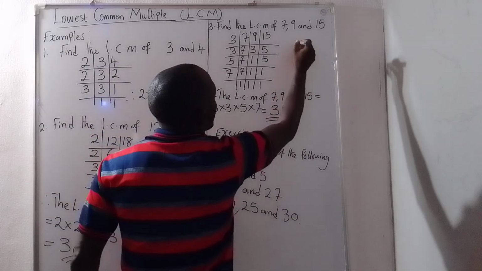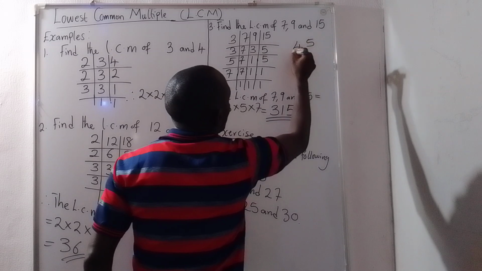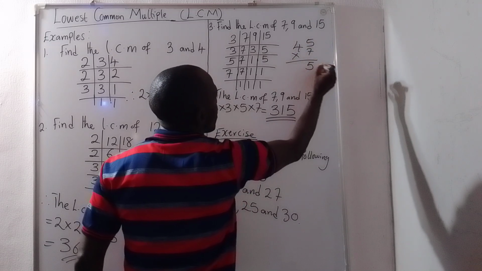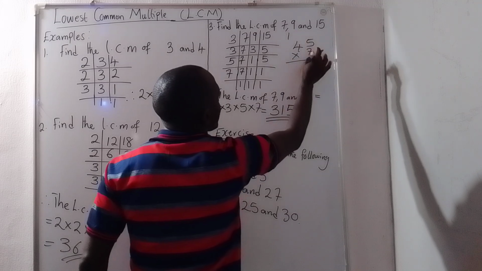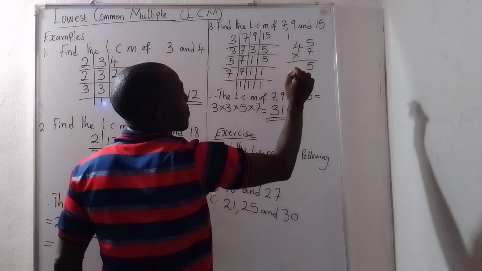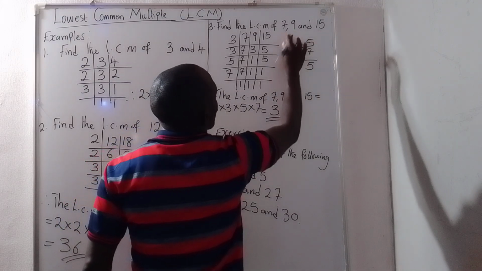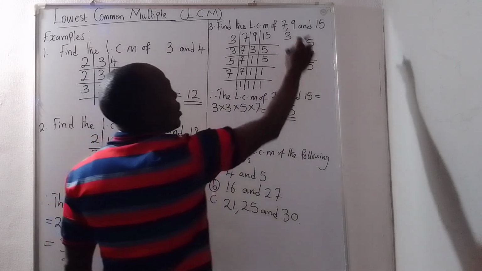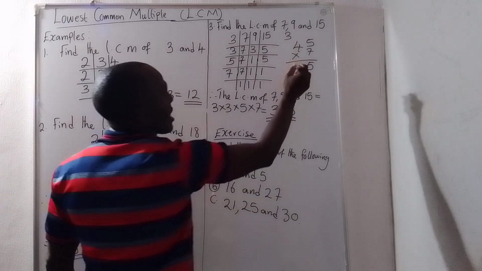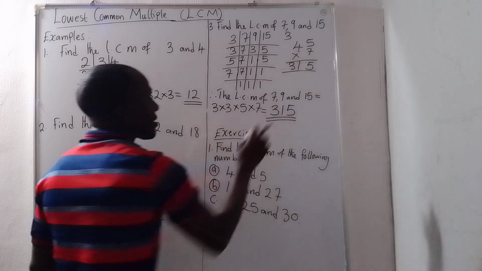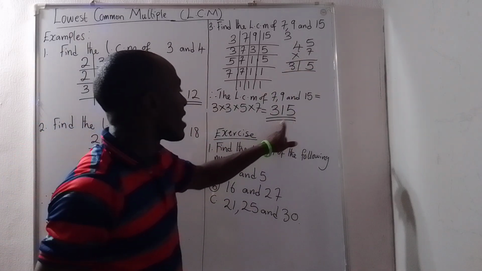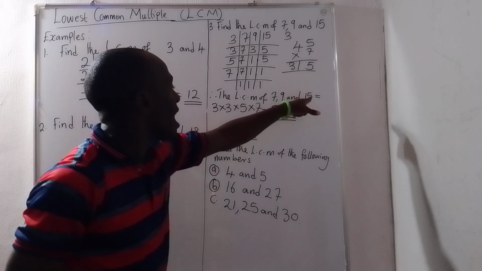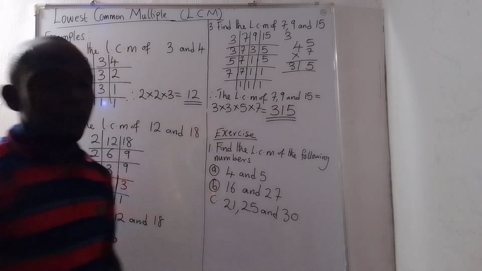But let's check and see. 45 multiplied by 7. 7 times 5 is 35. You write 5, carry 3. 7 times 4 is 28. 28 plus 3 is 31. So I'm actually correct. Our answer is 315. So the LCM of 7, 9, and 15 is 315.